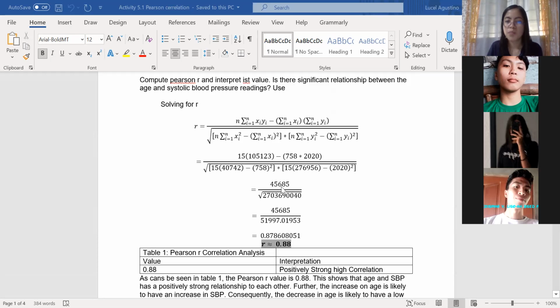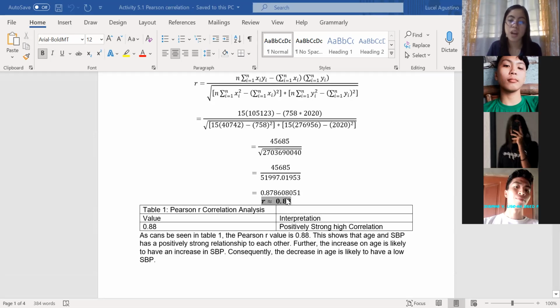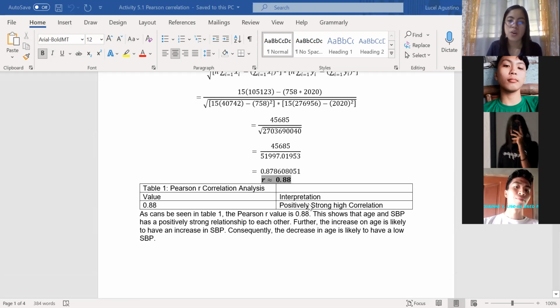So 45685, then ang aton nga R is 0.88. So ang table ta may ara na siya person correlation coefficient nga arbitrary scale. So kung strong ba na siya high. So I will just tell you orally na lang ka wala diri gali. So ang 1 nga value sang imong nga person R, that is perfect linear association, perfect relationship. No, dapat ma-perfect ang relationship.